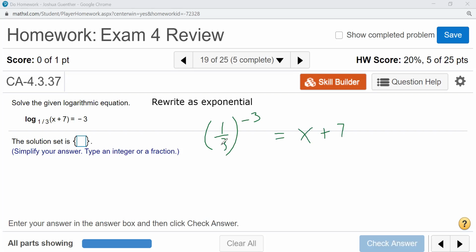And notice that's not so bad. You have 1/3 to the -3rd, but my variable is not in an exponent or anything. My variable is just over here. It's real easy. You can figure out what 1/3 to the -3 power is going to be. You can pop that straight into your calculator as 1/3 caret -3 and hit enter. It's going to give you 27.